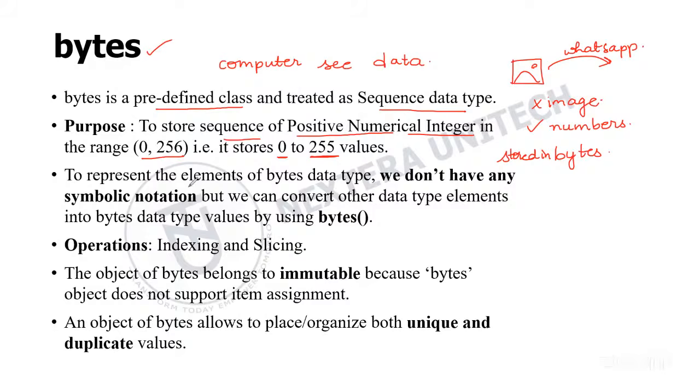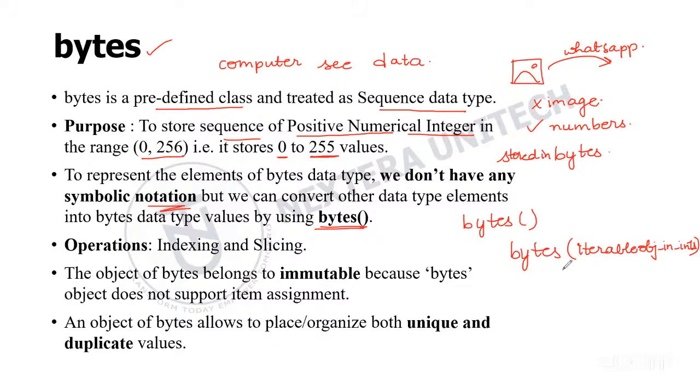So to represent the elements in bytes data type, we don't have any symbolic notation, but we can convert other data type elements into bytes data type using the function bytes(). The syntax of this function takes an iterable object of ints. You can give any iterable object which consists of integer values, and then it will convert it into bytes.